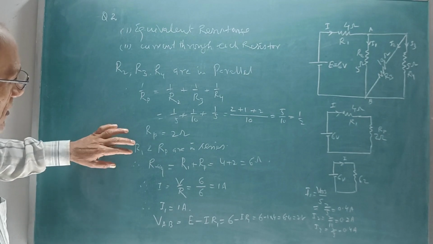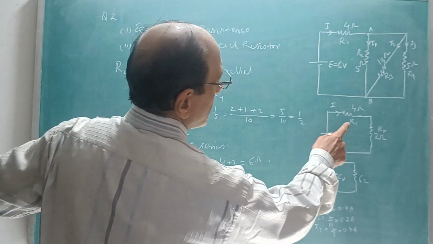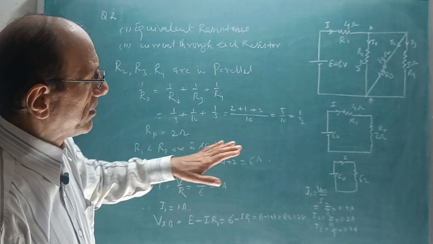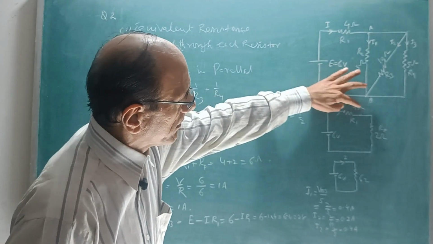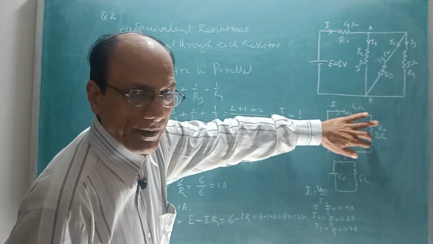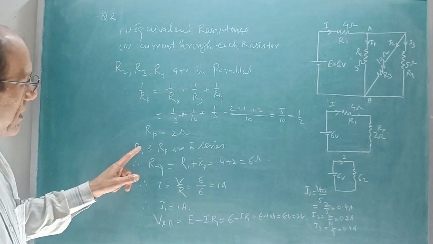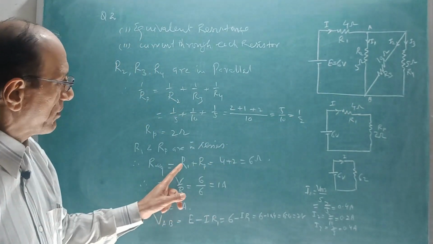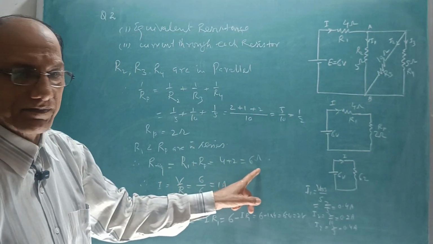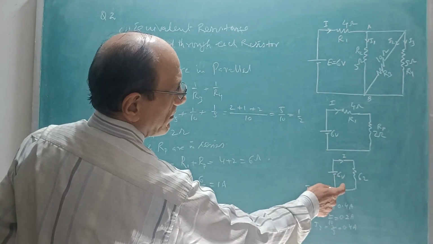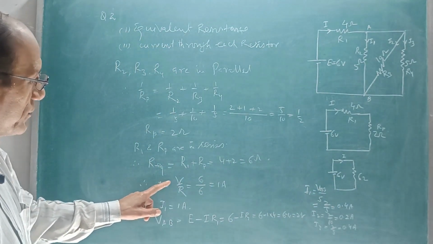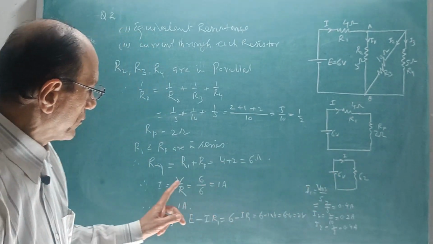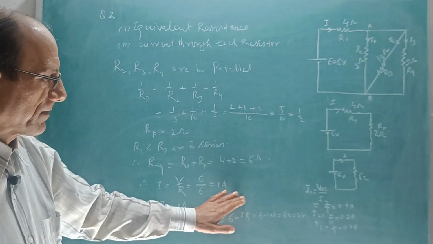And now the equivalent circuit will become this. This R1 and R parallel are in series. Therefore, the R equivalent will become R1 plus RP, that is 4 plus 2, that is 6 ohm. Now the final circuit will become like this. So I will be equal to V by R. V is 6 and R is again 6, so that is 6 by 6, that is 1 ampere.